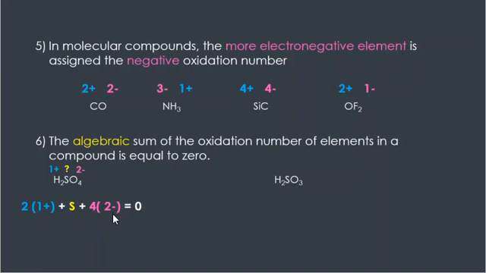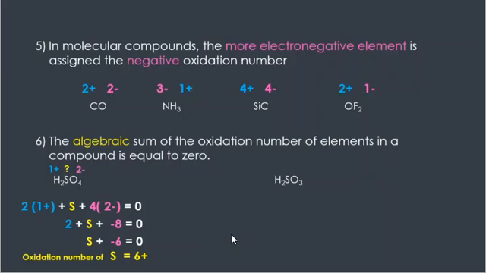So the first thing we'll do is multiply, and now that we've done that, we're going to combine like terms, so 2 minus 8 gives you -6. So now you're just going to add 6 to both sides to solve for S, and you should get +6 as your oxidation number for sulfur in this case.